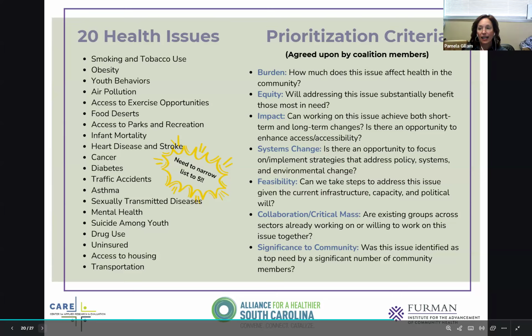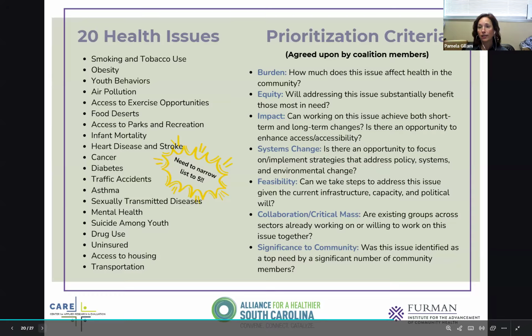So we're not assigning any weights or scores to these criteria. We are just going to go through multiple rounds of voting so that you get to determine how these rank in terms of importance to you personally, based on your expertise and your experience.